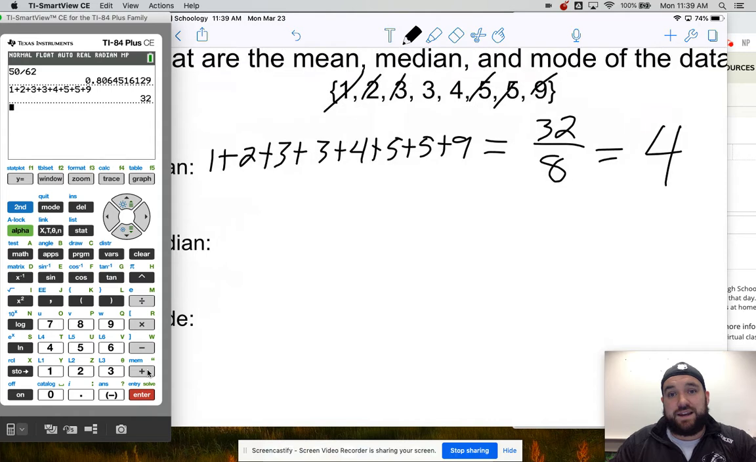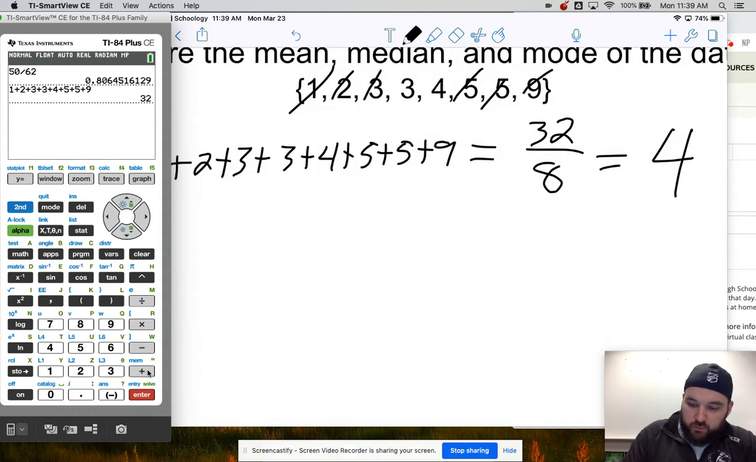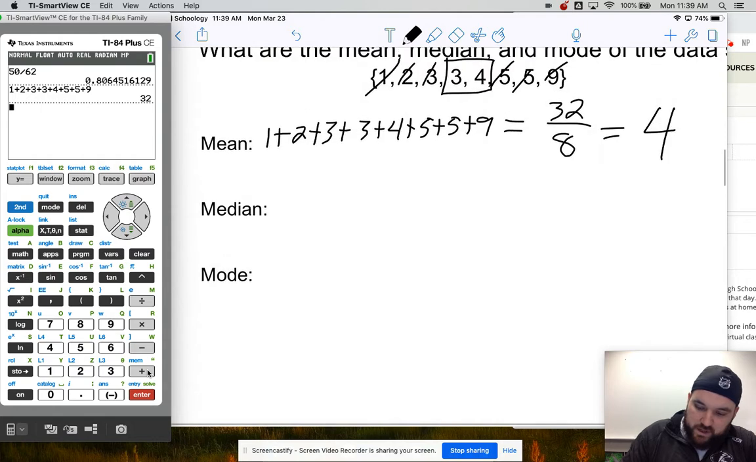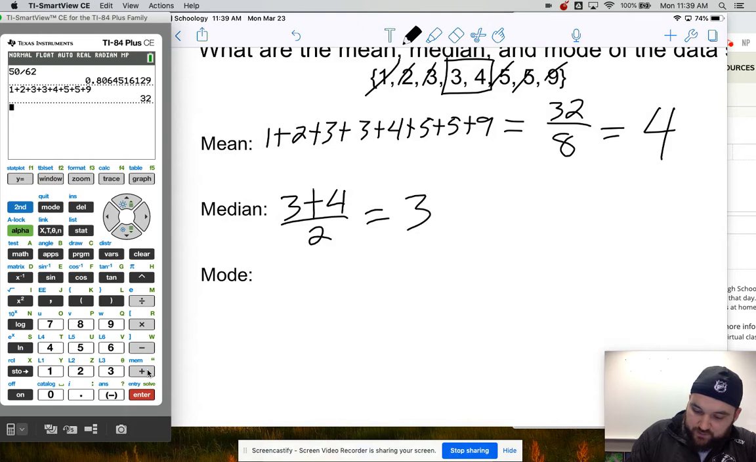And now there's not a single middle number. There's 2 numbers in the middle here, 3 and 4. So then to find the median, I'm going to find the average or the mean of just those 2 numbers. 3 plus 4 is 7. 7 divided by 2 is 3.5. So 3.5 is the median.